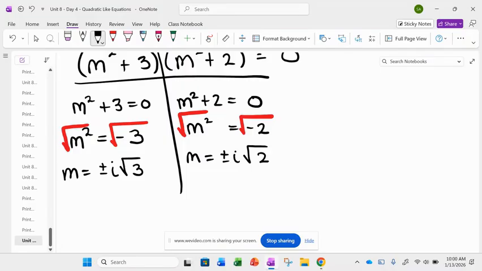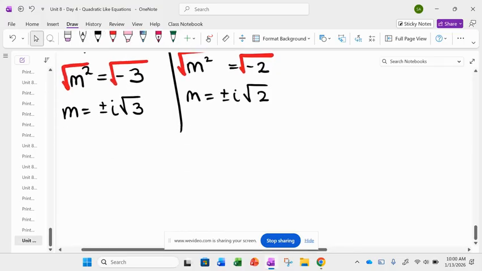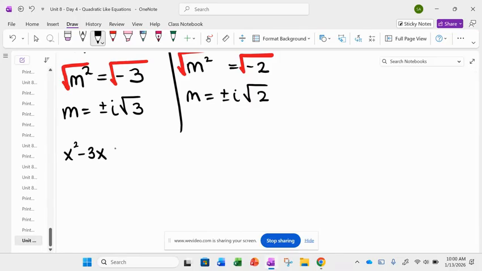Can I stop here? No, I wasn't solving for m. What was I solving for? x, so I have to substitute back in. So m is equal to x squared minus 3x.